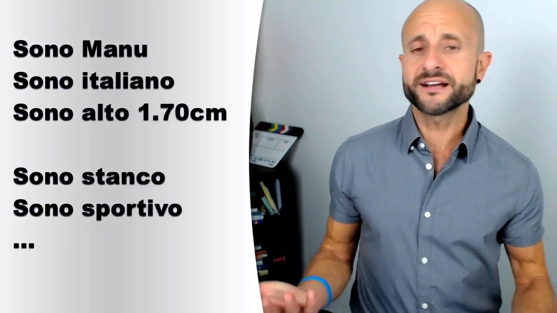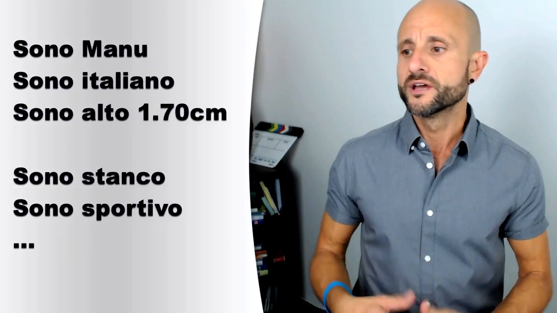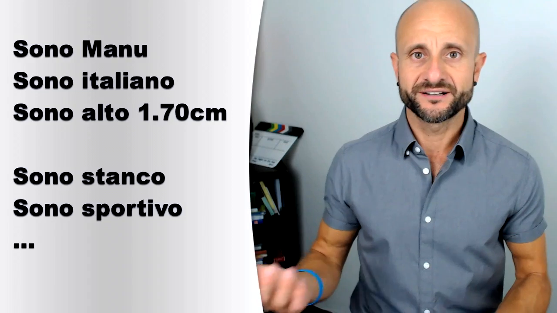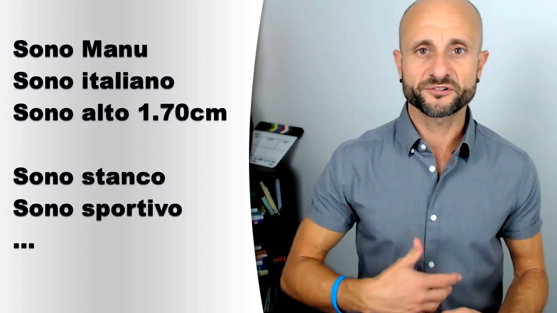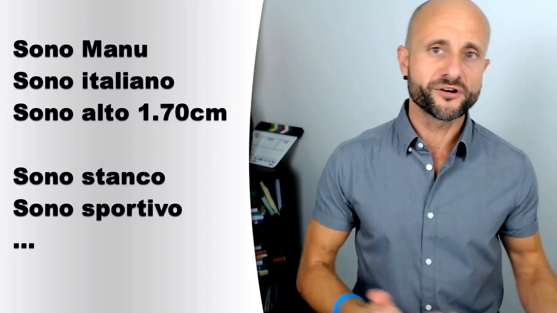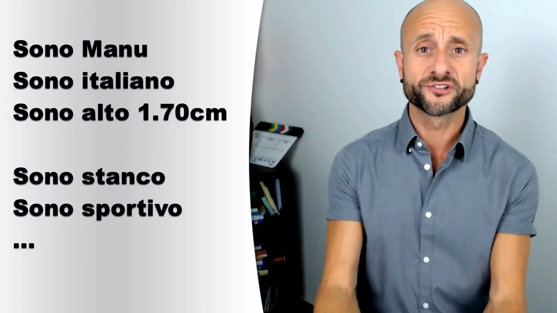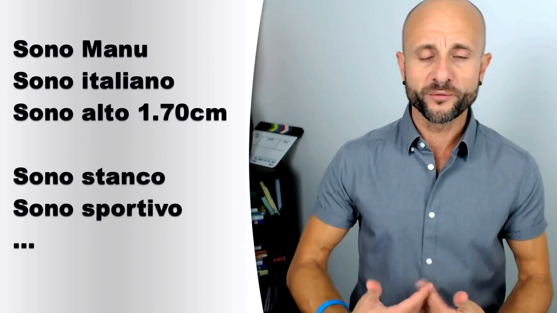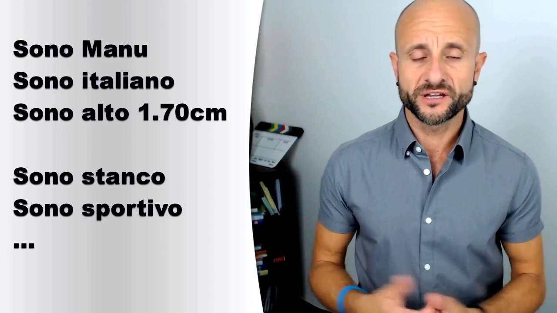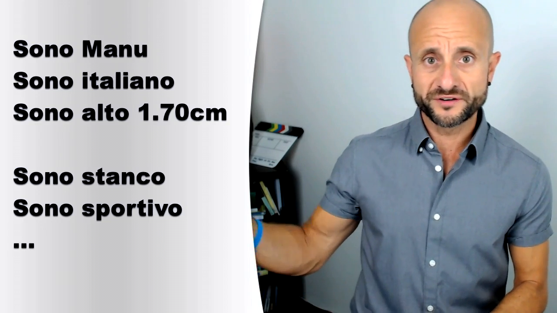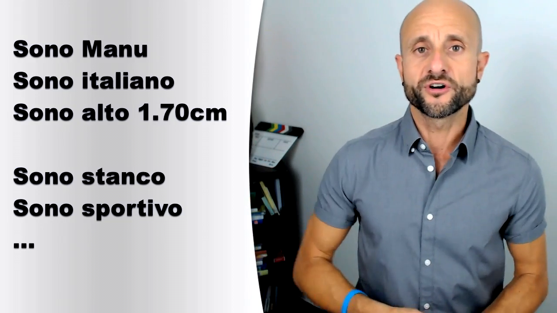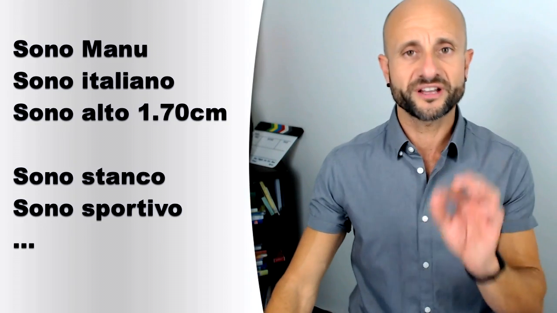For example, in Italian I would say sono Manu, I am Manu. Sono italiano, I am Italian. Sono alto 1,70 m, I am 1.70 meters tall. Sono stanco, I am tired. Sono sportivo, I am sporty. Any adjective that would describe me, I would use sono because I am those things. Okay? Because I'm using the verb to be. So, it's like saying the car is red. We're using the verb to be because we're describing the state of being of that thing. So, that's why we're using sono in Italian, just the same as English.